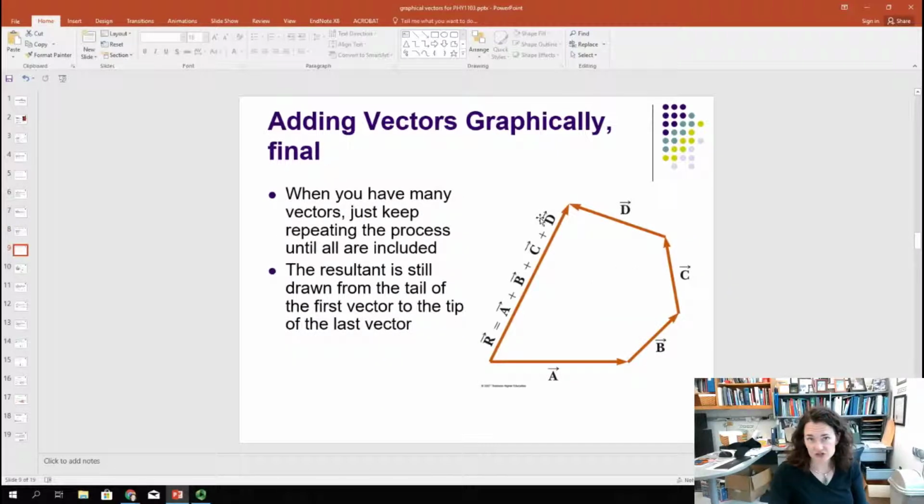If you have a lot of vectors, you just keep adding on. So for example, if I had vectors A, B, C, and D indicated here, and I wanted to add all of them, then I would just start with vector A, and then put the beginning of vector B at the end of vector A and draw it, and then put the beginning of vector C at the end of vector B and draw it, and then same thing for D, right? And then once I've done that for all my vectors, I connect the beginning of the first vector to the end of the last vector, and that gives me my resultant. In this case, R here.